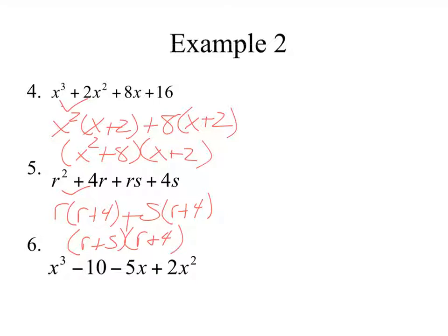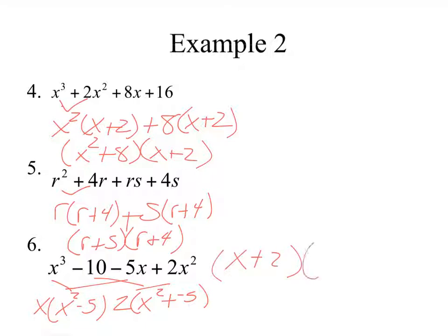Last one's one of those tricky ones again. I'm actually going to do the x cubed and the -5x, and the -10 and the 2x, just so you can see a little bit different of a grouping. So I can just pull an x out. That's going to give me x squared minus 5. Between the -10 and the 2x, I can pull a 2 out, which will also leave me with x squared plus -5. So I have x plus 2 and x squared plus -5.